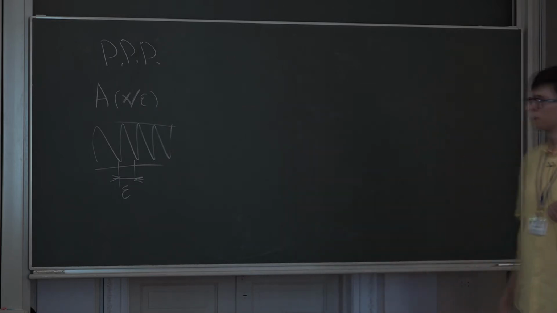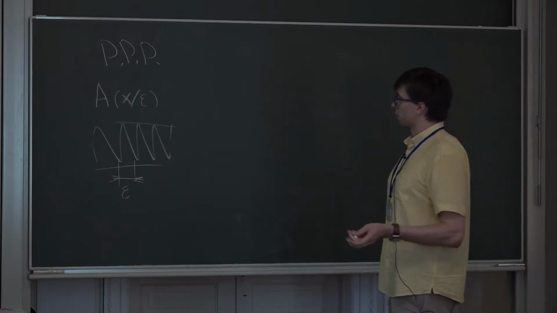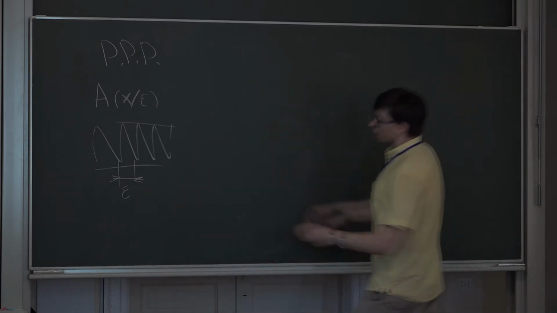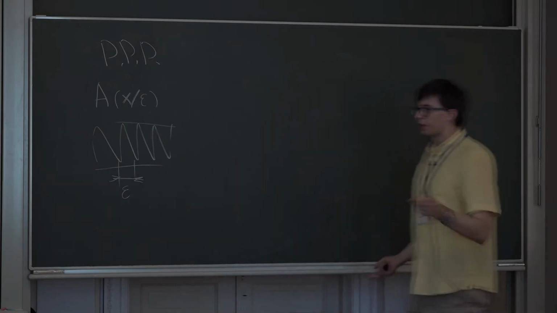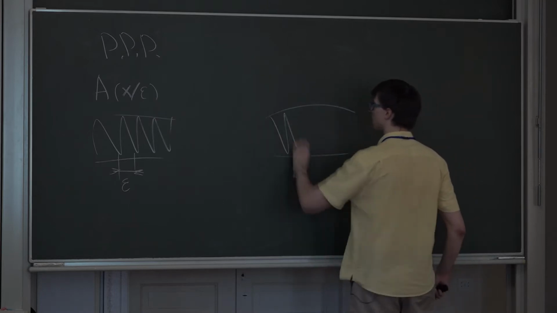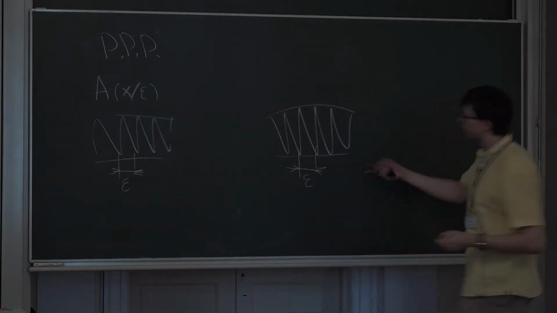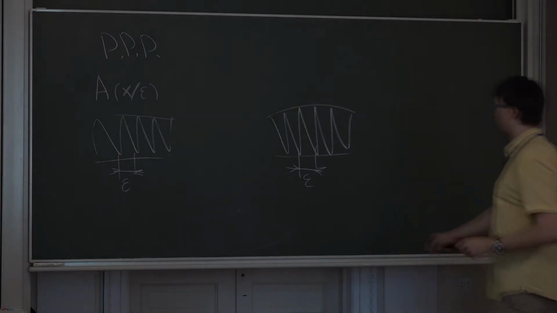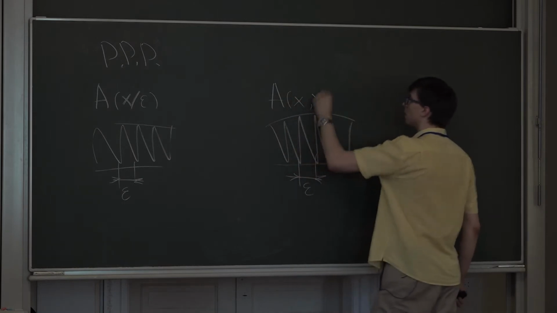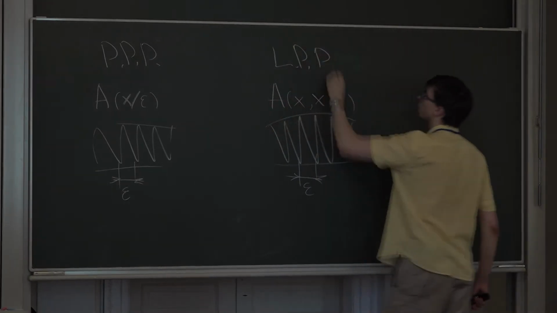The simplest one, I think, is obtained as follows. We take a periodic rapidly oscillating function and allow its amplitude to slowly vary, to slowly change in space. So something like this. A rapidly oscillating function with slowly varying amplitude. So we arrive at a problem with locally periodic coefficients. Locally periodic problems.